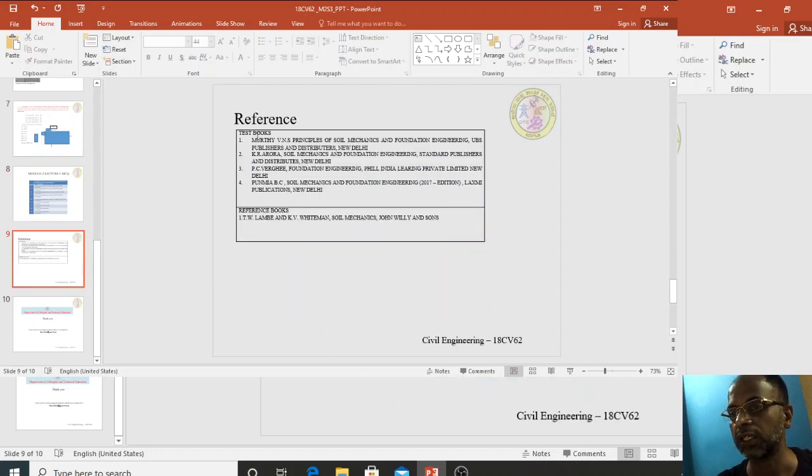So these are all the list of references and textbooks. These are the textbooks and reference books I used for preparation of this particular session.